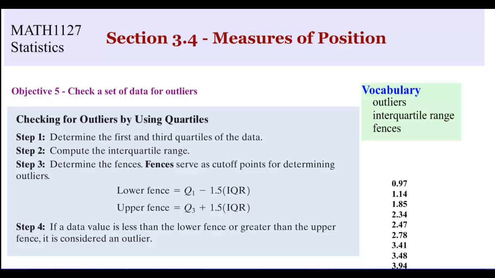To look for ones that are too low, we use the lower fence, which means we take Q1 and subtract 1.5 times the interquartile range. For the upper fence, to find data points that are outliers because they're too large, we take Q3 and add 1.5 times the IQR. So essentially, we end up drawing fences for our data. We have our lower fence and our upper fence, and any data point falling beyond those is going to be an outlier.